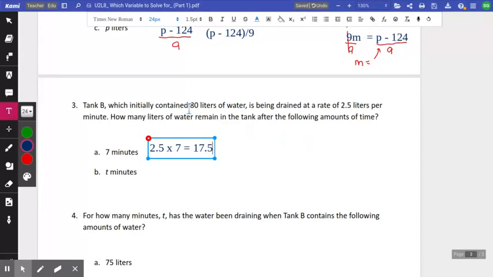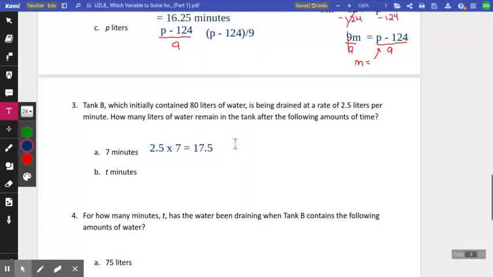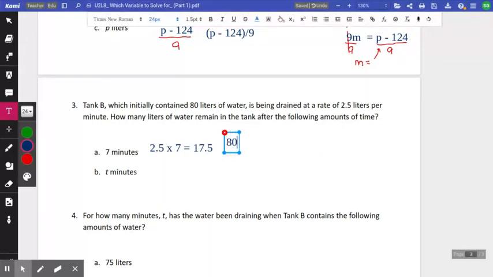We were starting with 80 liters of water. So if 17.5 liters have drained out, how much water would be left over in the tank? Well, 80 liters is our starting point, and it's drained 17.5 liters of water. So if I take 80 and subtract 17.5, that leaves me with 62.5 liters of water. Question is, how many liters of water remain in the tank? That's how much water is remaining.